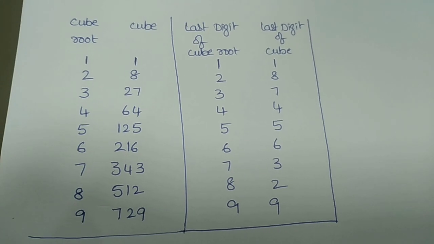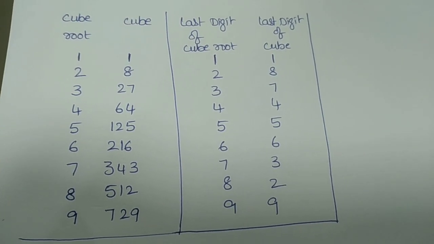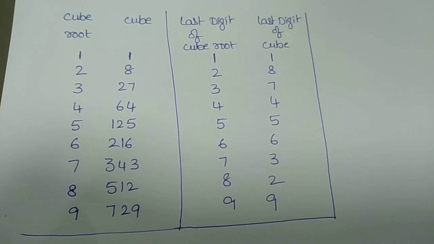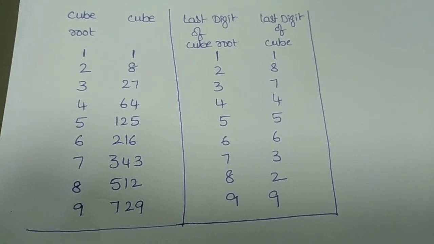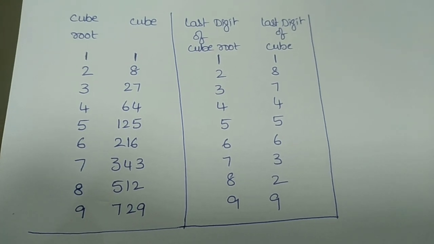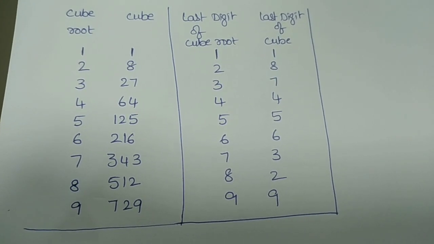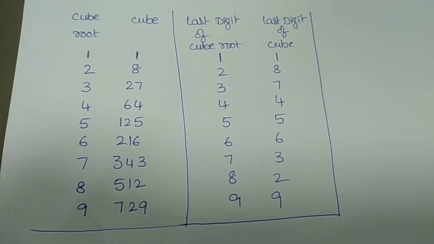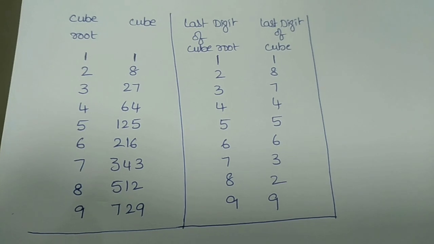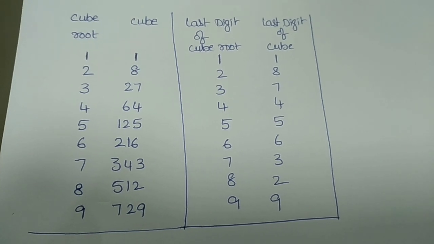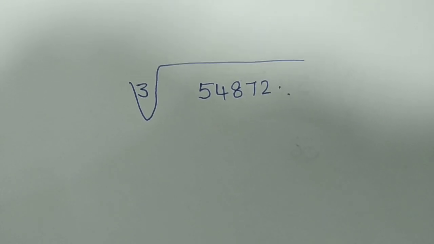And if the last digit of the cube is 4, the last digit of the cube root is 4. If the last digit of the cube root is 5, the last digit of the cube is 5, and vice versa. And if the last digit of the cube is 6, we get the last digit of the cube root as 6. And if the last digit of the cube is 9, the last digit of the cube root is 9.